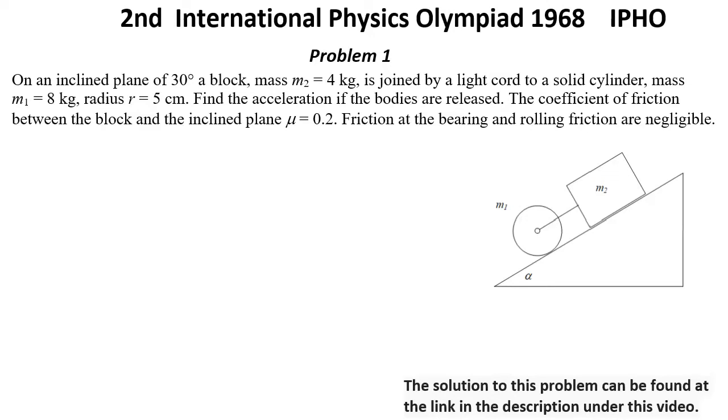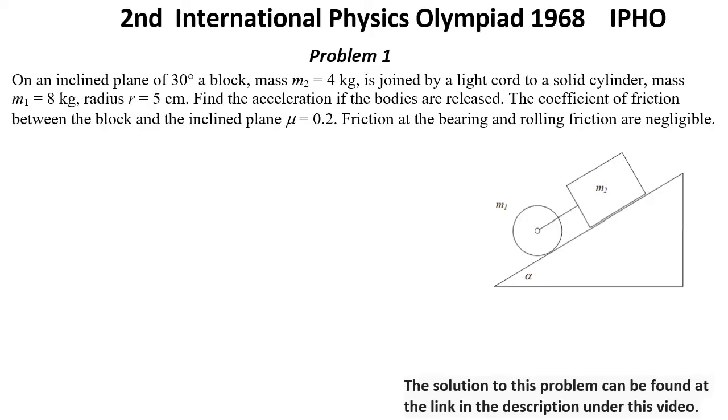Second International Physics Olympiad, year 1968, IPHO. Problem number 1. On an inclined plane of 30 degrees, a block of mass m2 equal 4 kg is joined by a light cord to a solid cylinder, mass m1 equal 8 kg, radius r equal 5 cm. Find the acceleration of the bodies when released.